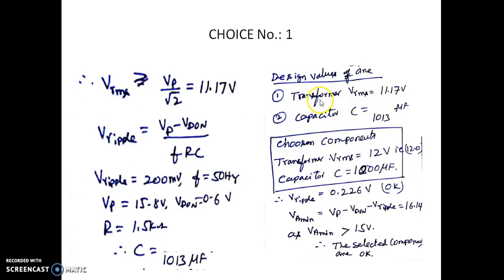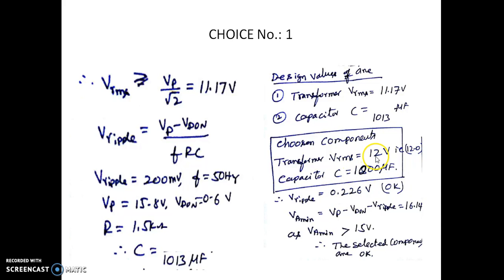Now these are the design values. We are supposed to design the rating of the transformer, which happens to be VRMS, which is 11.17. The capacitor value happens to be 1013 microfarad. So these are non-standard values. Let us choose some standard values close to this design value. The standard transformer rating would be 12 volt, that is 12 volt and 0 volt. And for the capacitor, the nearest possible value is 1000 microfarad.